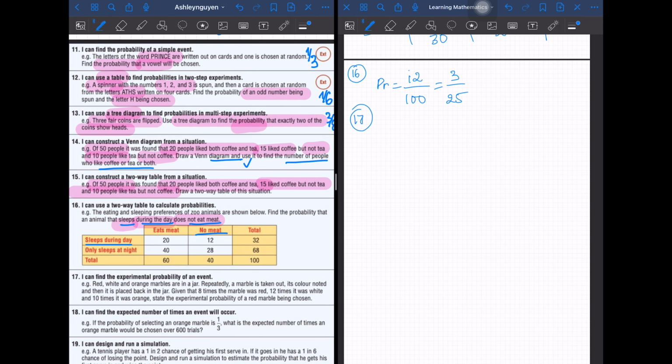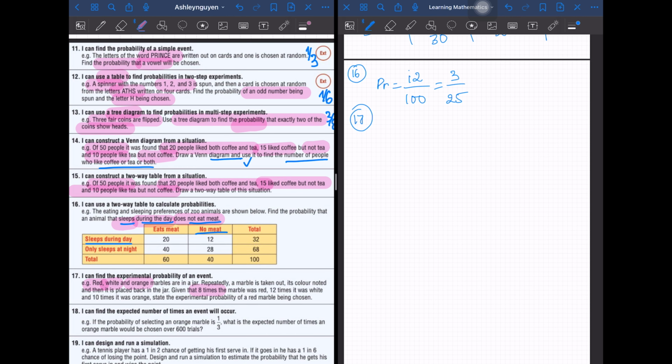Red, white, orange marbles in a jar. So we have 3 possible outcomes here. Repeatedly a marble is taken out, the color is noted whenever we take it out, and it is placed back in the jar. Given that many times, so we have a trial. 8 times red, 12 white, 10 orange. So how many trials do they have? 8 plus 12 plus 10 equals 30 trials.